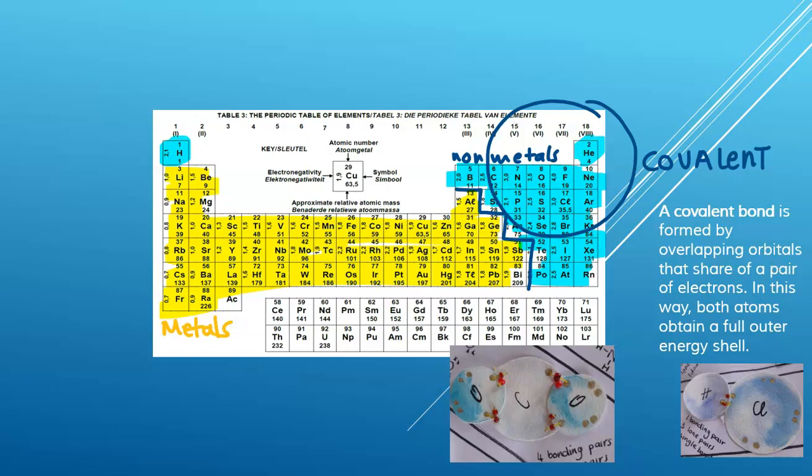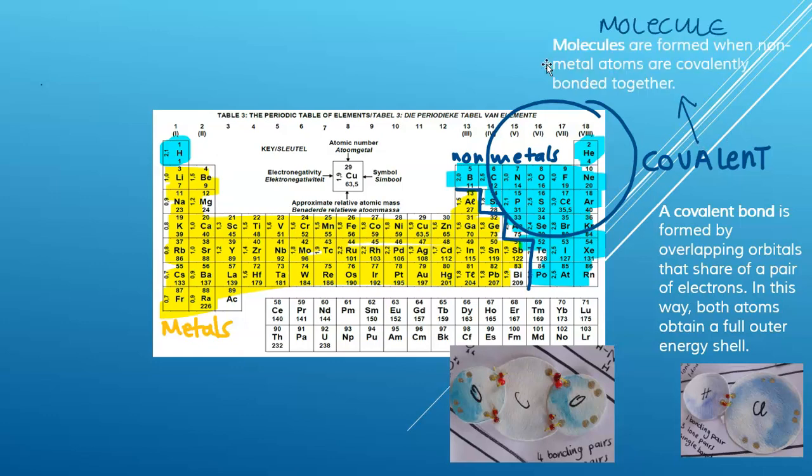When we have covalent bonding, we form molecules. So the bond is called covalent, but the thing that forms is called a molecule. And we also have a definition for molecules. Molecules are formed when non-metal atoms are covalently bonded. So it sort of says the same thing.